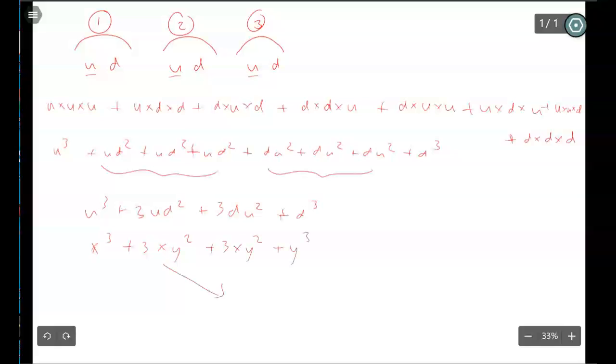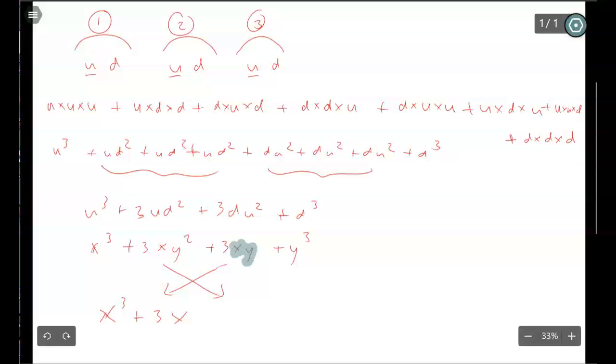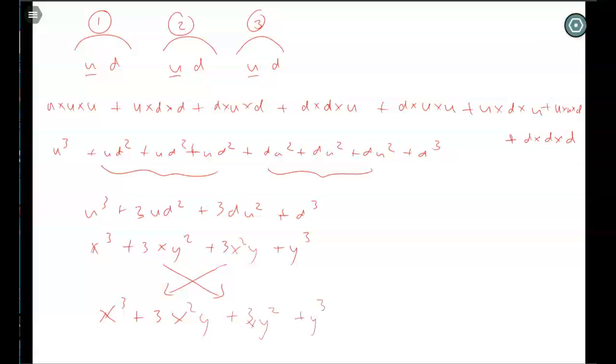Then I'm just going to change these orders because they're kind of out of order. Usually we put the x cubed next to the, I'm sorry, this is 3. I wrote this, what is it? This would be x squared y, right? Because u is x and d is y. And what do we have? We have the binomial expansion, the binomial theorem.